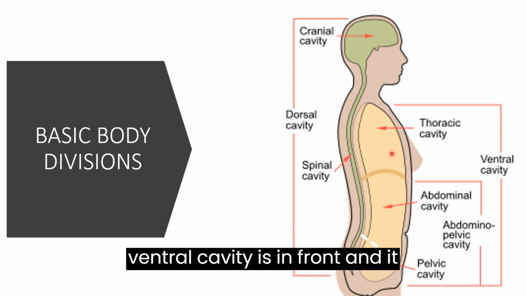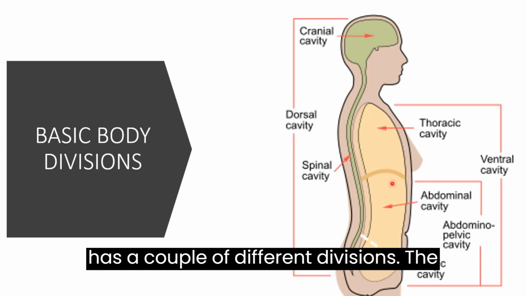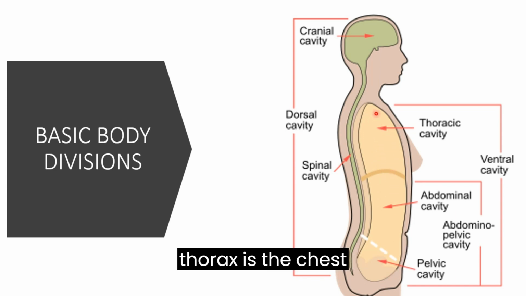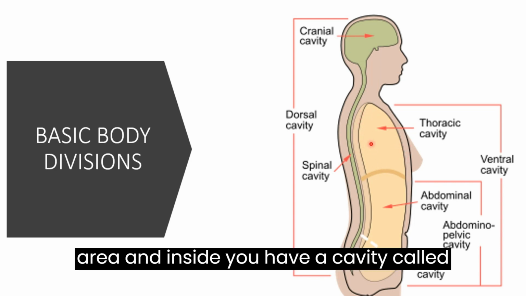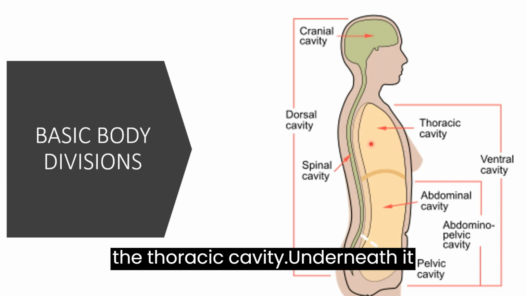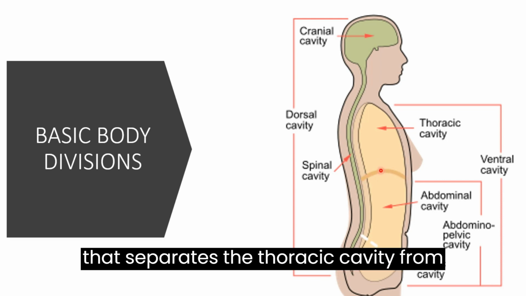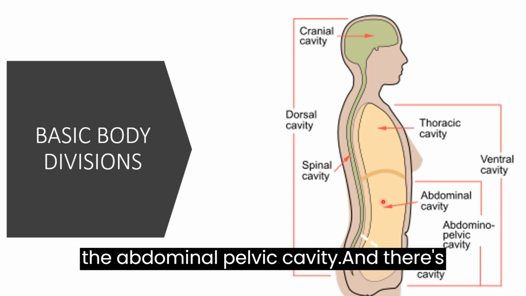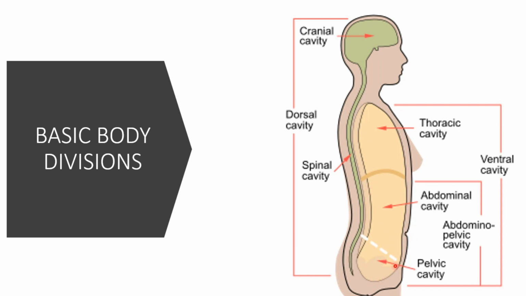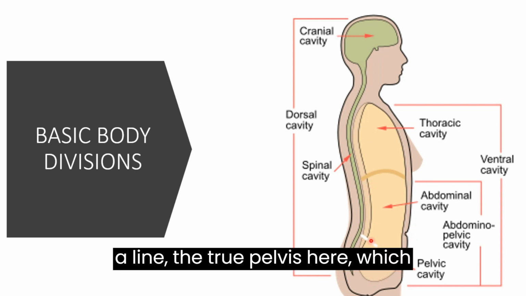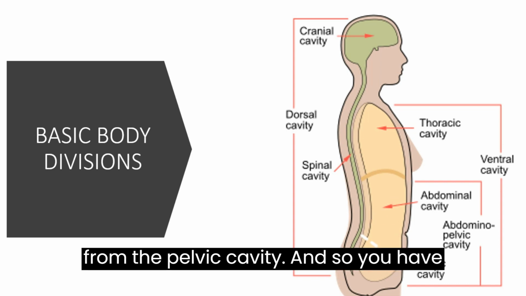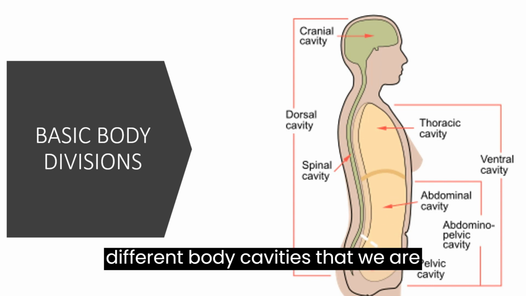The ventral cavity is in front, and it has a couple of different divisions. The thorax is the chest area, and inside you have a cavity called the thoracic cavity. Underneath it, you have a muscle called the diaphragm that separates the thoracic cavity from the abdominopelvic cavity. And there's a line, the true pelvis here, which separates the abdominal cavity from the pelvic cavity. And so you have different body cavities that we are going to deal with in anatomy.